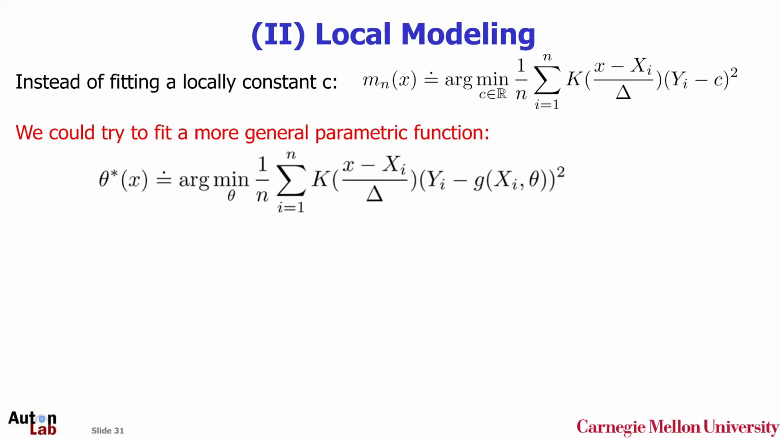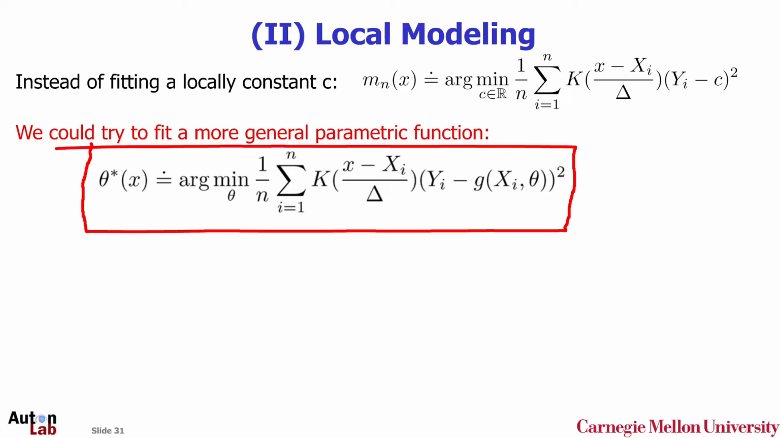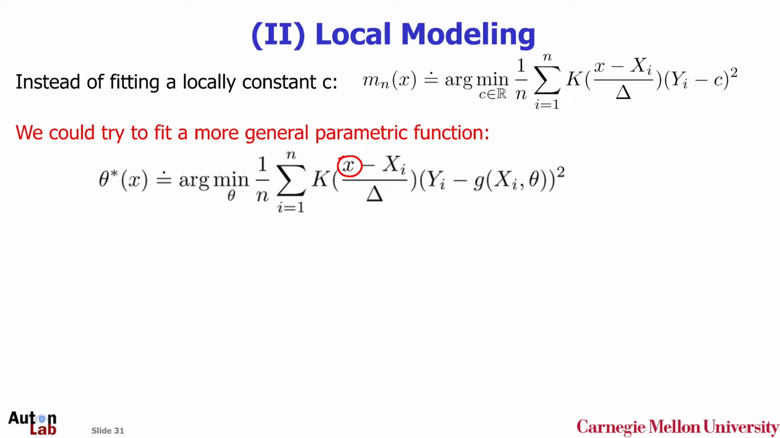For any given x, we calculate weights K((x minus xi) divided by delta). Then we reweight the training set such that points closer to x get higher weights, and then we solve this weighted least squares problem. Here, for a given x, we want to find the best parameters theta. For this given x, having found this optimal theta, denoted as theta star of x, the predicted value at x will be g(x, theta star of x).